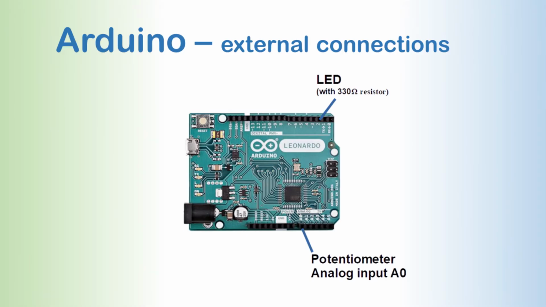From a circuit point of view, there is just the one potentiometer. It's a 10 kilo ohm variable resistor which connects from the plus 5 volts to ground with the centre point connected to the analog input A0. There is then a blue LED which is connected through a 330 ohm resistor to digital pin 2 and then to ground at the other end.